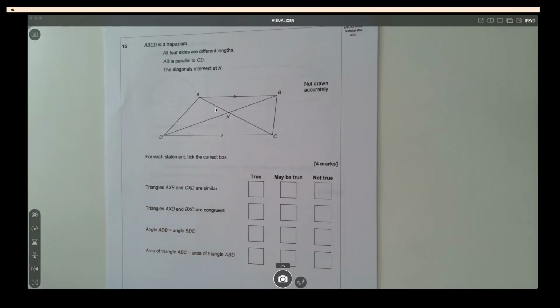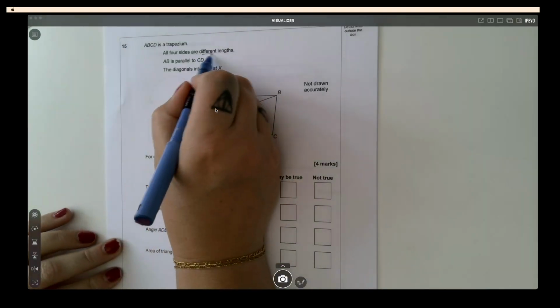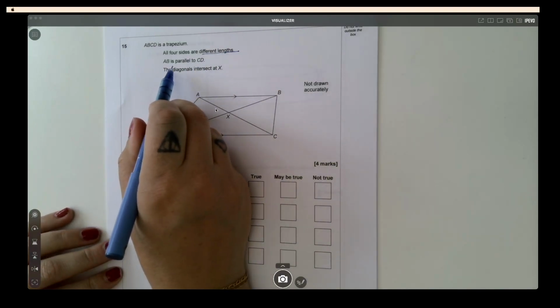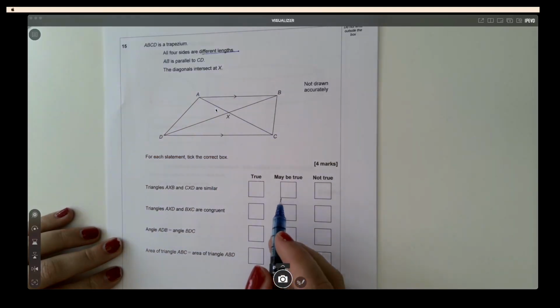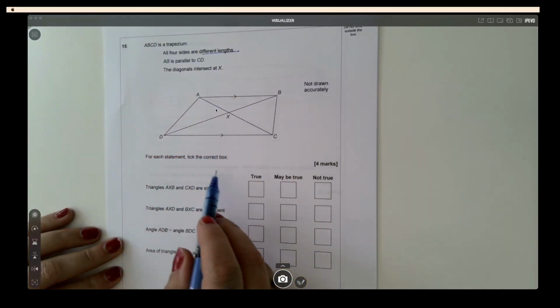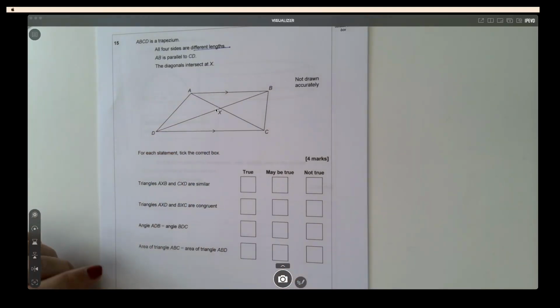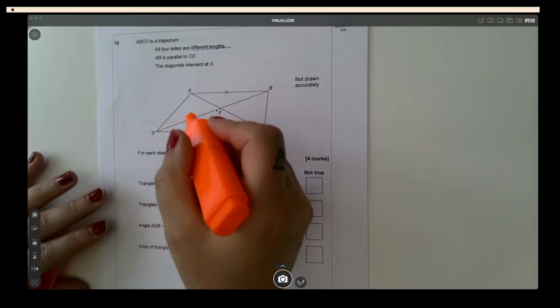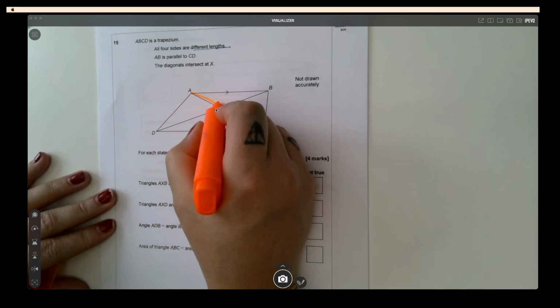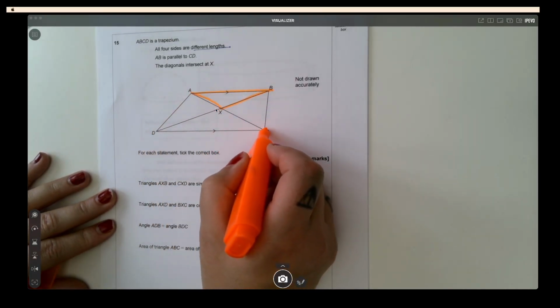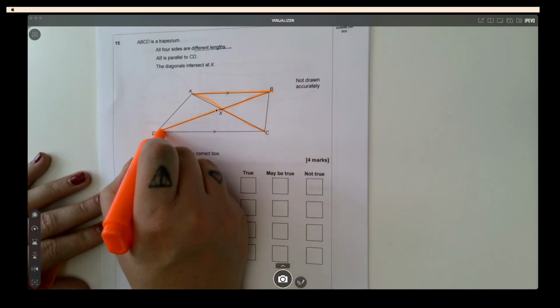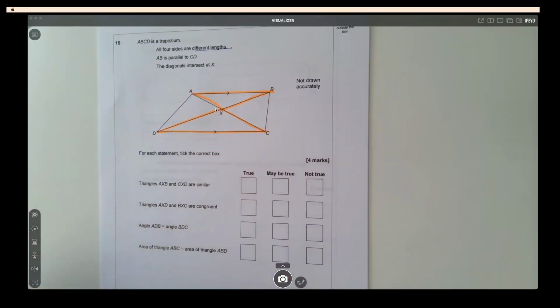Question 15. ABCD is a trapezium. All 4 sides are different lengths. AB is parallel to CD and the diagonals intersect at X. For each statement, tick the correct box. So triangles AXB, and CXD, so this triangle here, are similar.